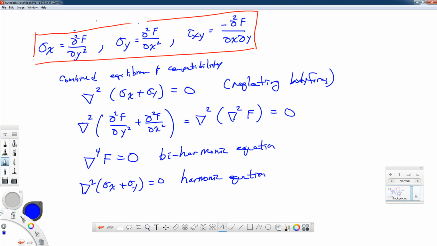Well, what can we do with that? If you have Airy's stress function and you want to find out whether or not that meets the requirements for equilibrium and compatibility, any Airy stress function that satisfies the bi-harmonic equation, del fourth f equal to 0, will automatically mean that you have some solution to an elasticity problem.